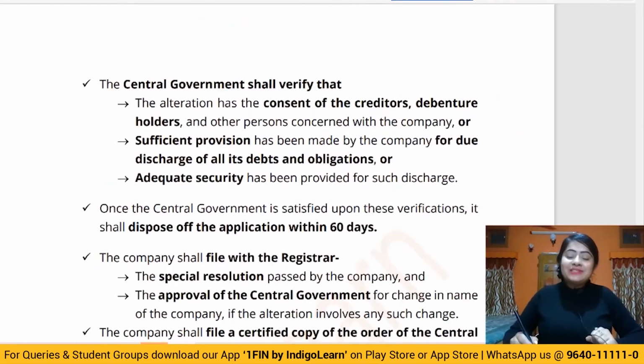Now, the central government is not going to just give the approval to shift the registered office from one state to another. There are additional requirements also. Here, the company will have to take the consent of all of its creditors, debenture holders, and other persons who are concerned with the company. Along with that, the company will also have to ensure that with respect to all the company's debts and obligations, sufficient provision is made so that later on in the future, the company has enough funds to repay those debts and obligations. There is enough security against all of these loans, right? So this is a compulsory requirement.